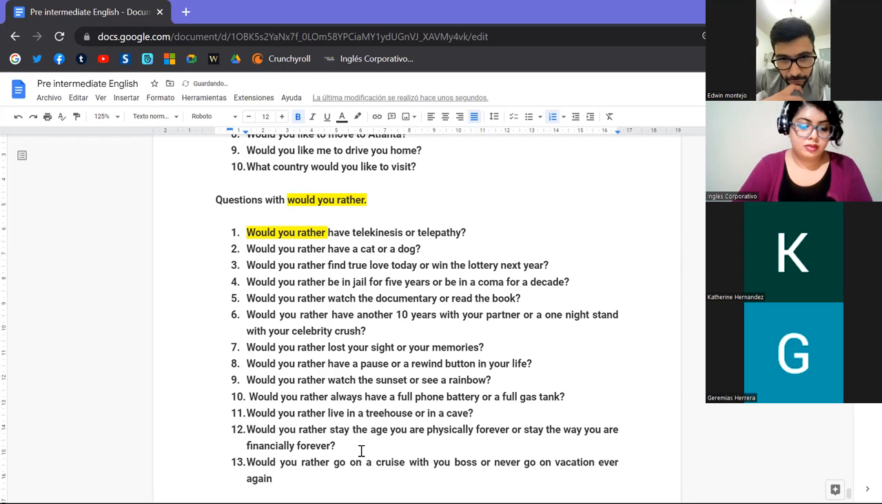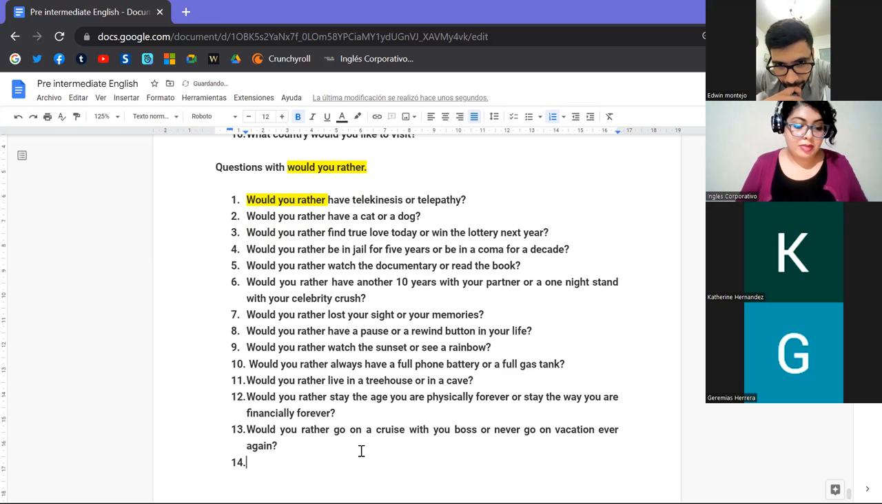What is the meaning of cruise in this context? Crucero. Ir a un crucero con su jefe. It depends. If I'm a favorite, it could be good. If the boss is someone that is always happy and kind and funny, it will be really good. But if someone that is angry and don't like to talk with people, and it's like that kind of bad boss, it will be very bad. I prefer to stay at home.